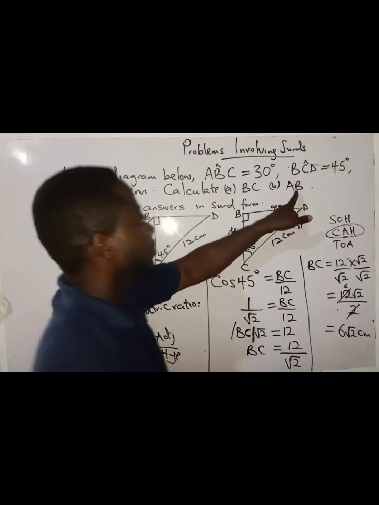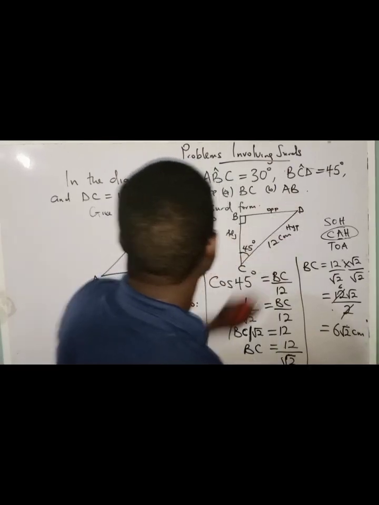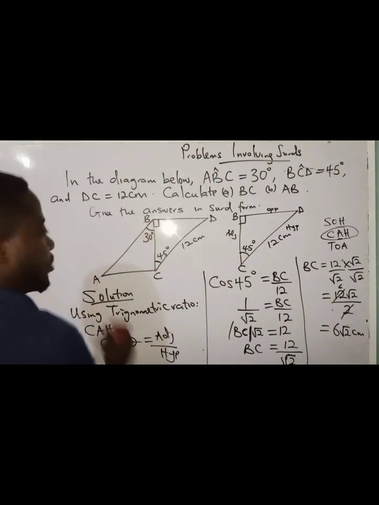So we are left to find AB, and this is AB. So let's do that also.